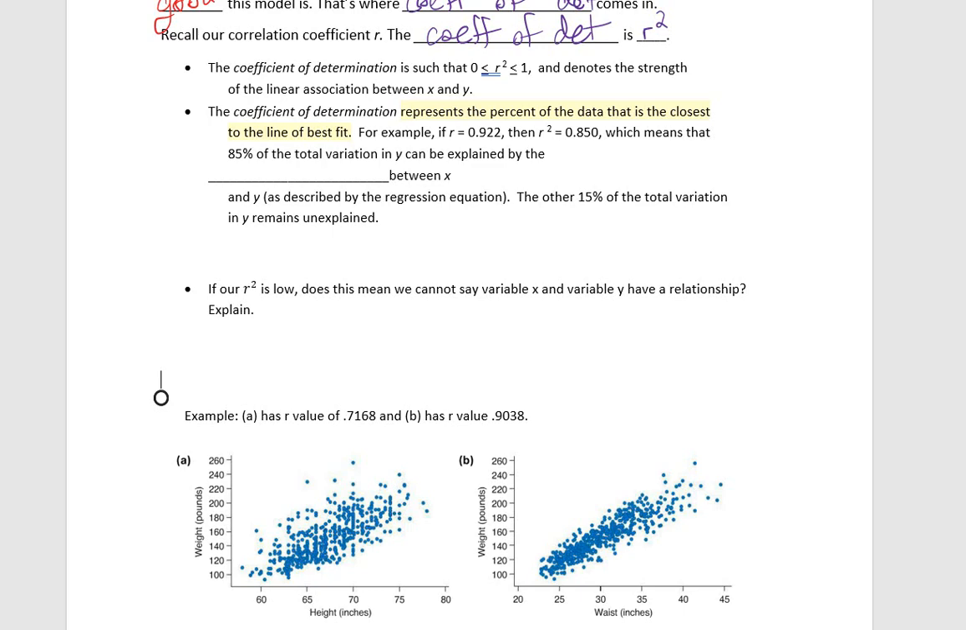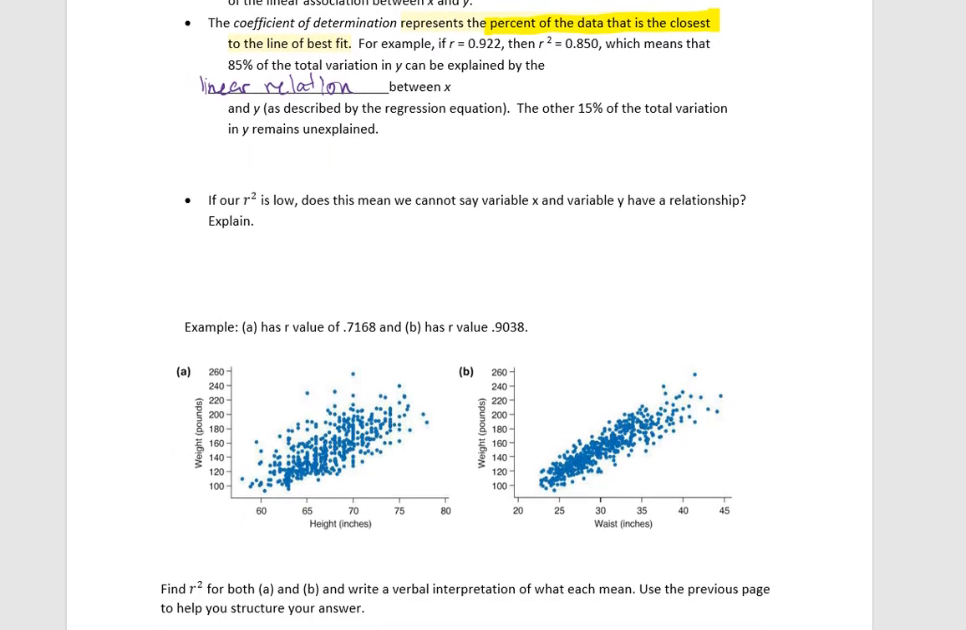Just absolutely wonderful. So a couple facts about the coefficient of determination: it's going to be a number between 0 and 1, and it's going to denote the strength of the linear association between x and y. So it's actually going to tell you the percentage of data that's closest to the line. For example, if r is 0.922 and we square that, then r squared would be 0.85, which means that 85% of the total variation in y can be explained by the, now don't forget this is important, linear relationship between x and y. That means that the other 15% is unexplained.